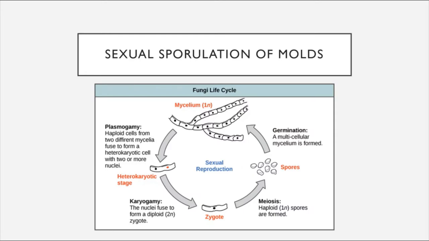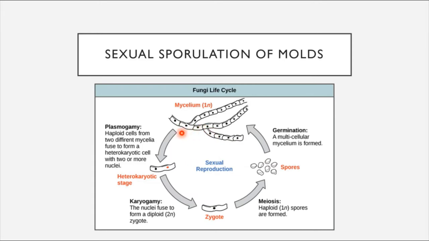So we'll start by taking a look at the sexual sporulation of molds. In other words, the version of reproduction that involves two different molds coming together and mixing their genetic information. The interesting thing about fungi and molds is that genetically, what we might consider to be the adult version of the fungus actually has a half set of genetic information, much like we might find in the sperm or egg of humans. That's what is meant by 1N right here. It means it has a half set of chromosomes instead of a full double set. So each cell in a mycelium has a half set of genetic information.